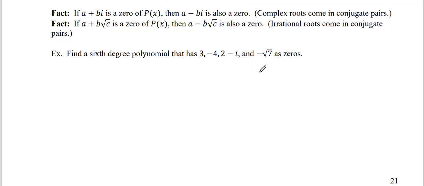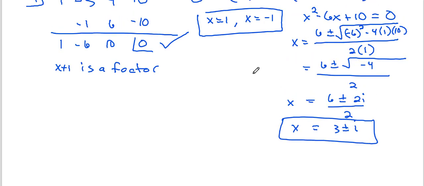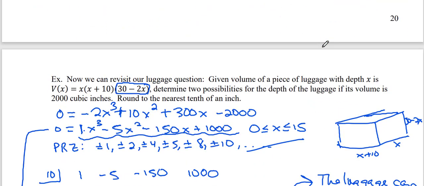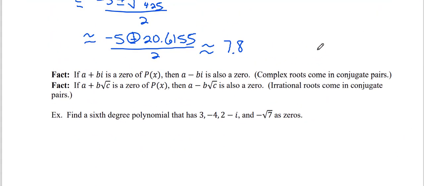When we saw imaginary solutions up above here, we got 3 plus or minus i. That plus or minus came from the quadratic formula, right? That's where we got the i, from that root in the quadratic formula. That is always going to happen. If a plus bi is a 0 of a polynomial, then a minus bi is also a 0. They have to come in pairs because of that plus minus in the quadratic formula. The same is true of irrational zeros.